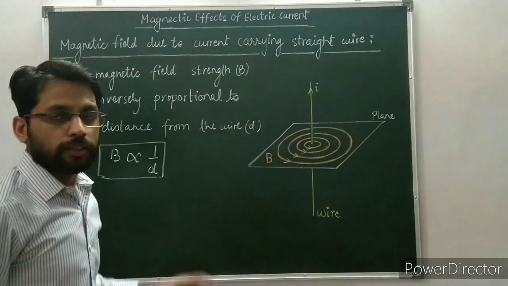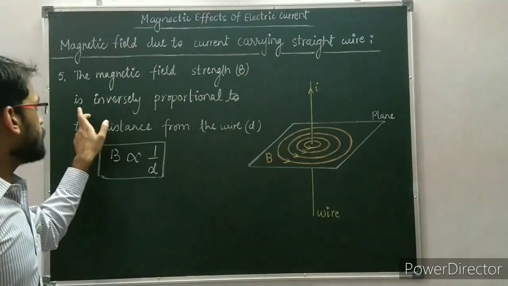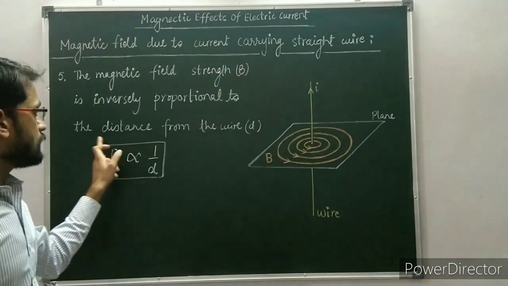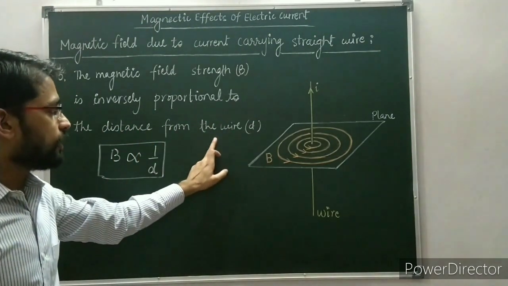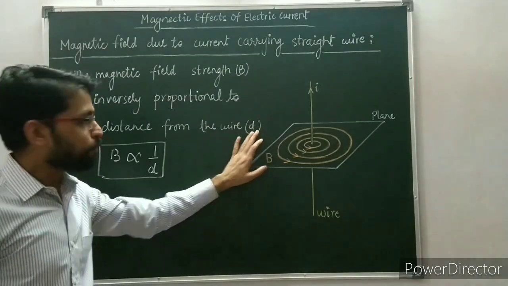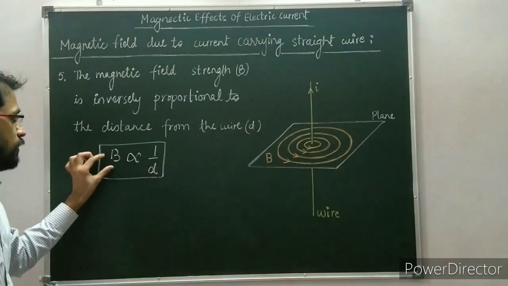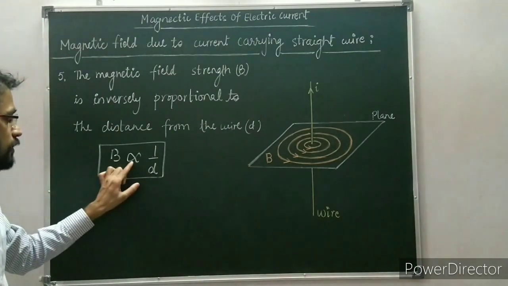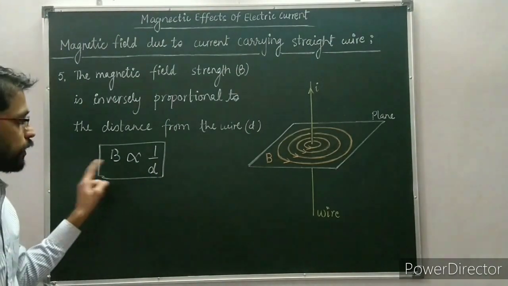Note it down. The fifth point is the magnetic field strength is inversely proportional to the distance from the wire. The distance from the wire is denoted by small d, and mathematically we can write that the magnetic field strength B is inversely proportional to the distance from the wire.